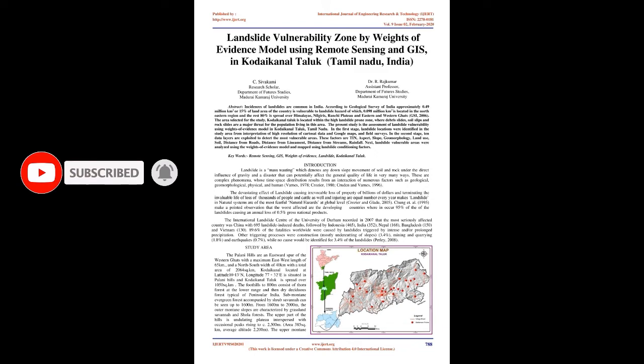Introduction. Landslide is a mass wasting which denotes any downslope movement of soil and rock under the direct influence of gravity, and a disaster that can potentially affect the general quality of life in very many ways. These are complex phenomena, whose time-space distribution results from an interaction of numerous factors such as geological, geomorphological, physical, and human (Varnes, 1978; Crozier, 1986; Cruden and Varnes, 1996).